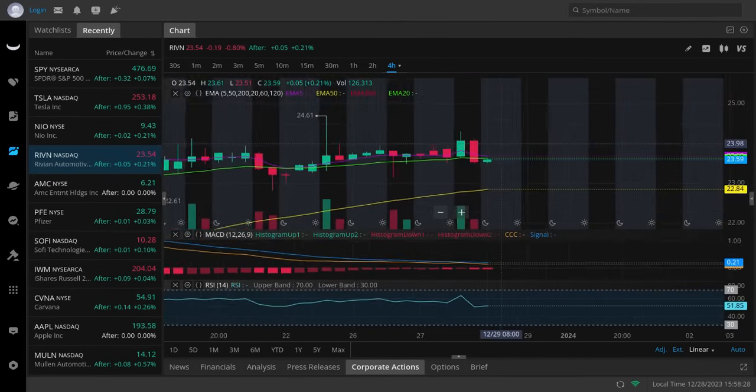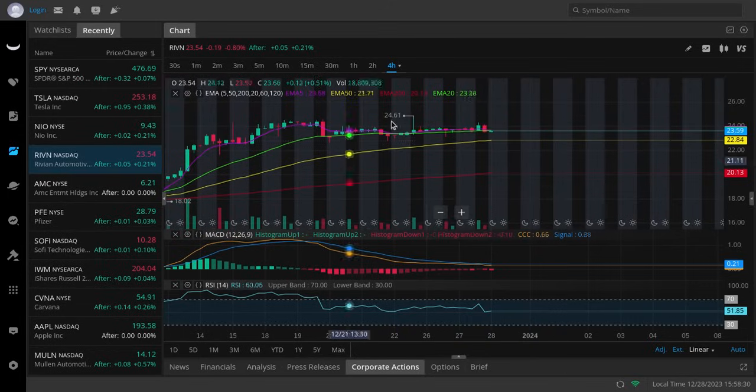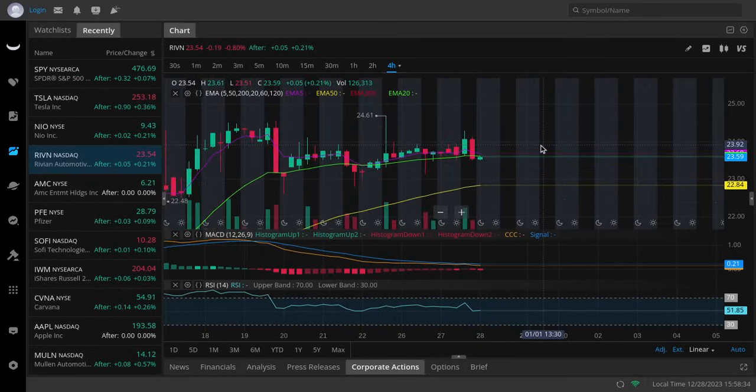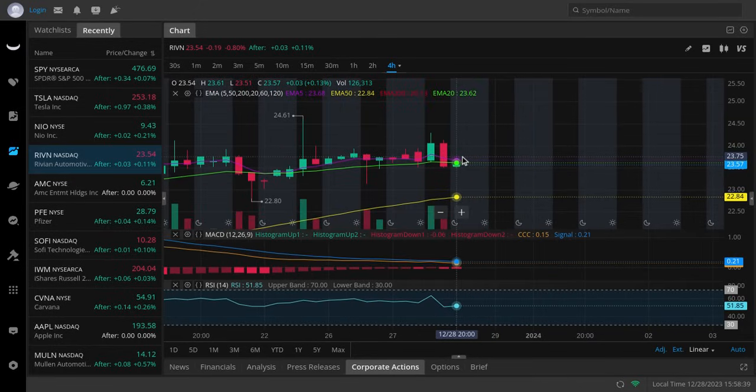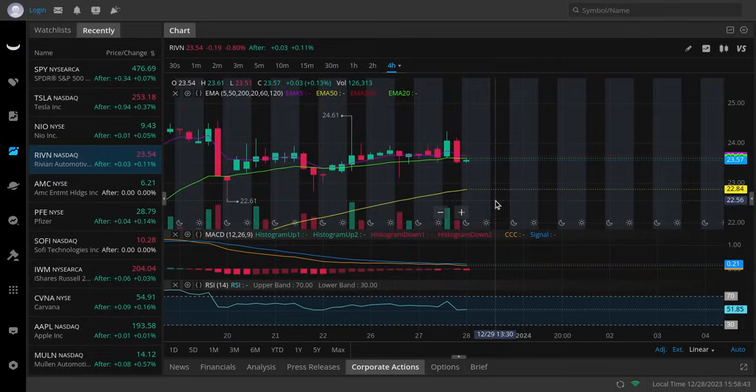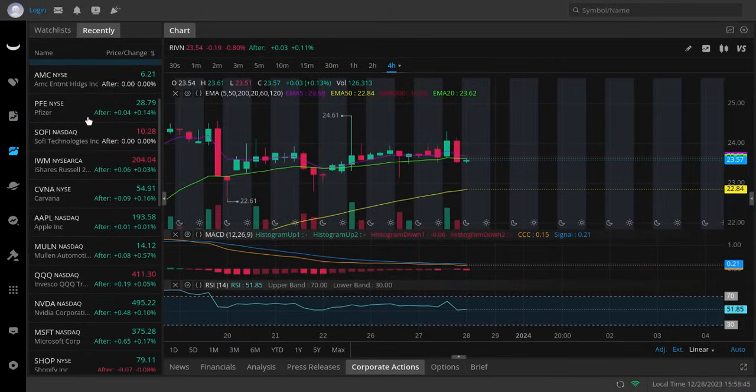Rivian, in my opinion, is going to likely see some retracement. We have this bearish divergence. It might actually pop one more time towards this 23.5 area to almost 24 and then reject. I think it's going to come down to 22.8 later on. So I see a little retracement coming soon.